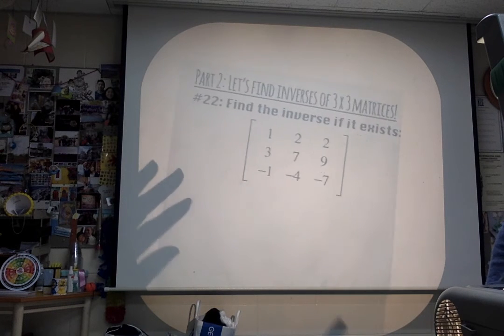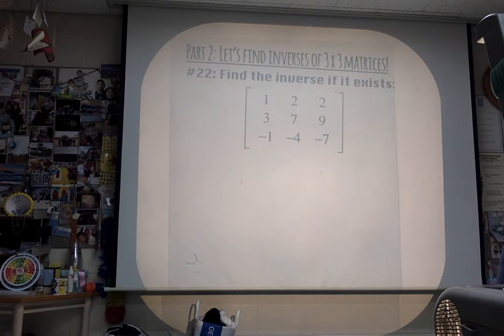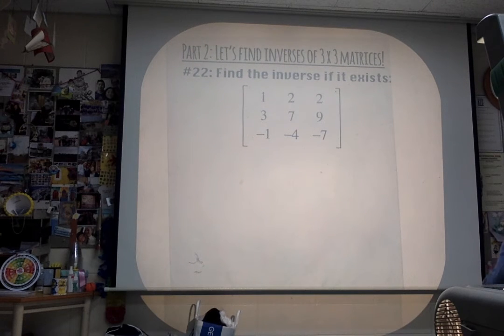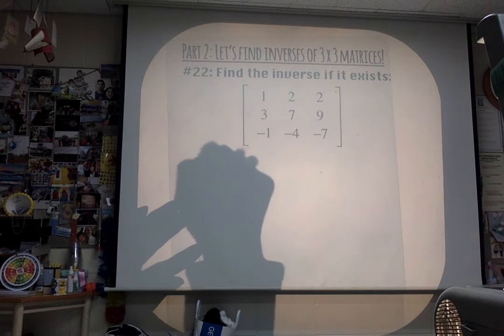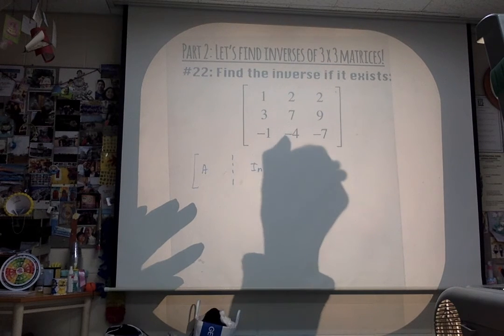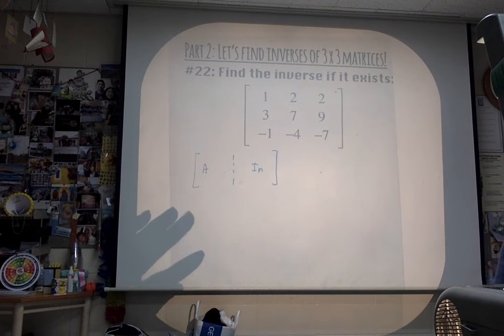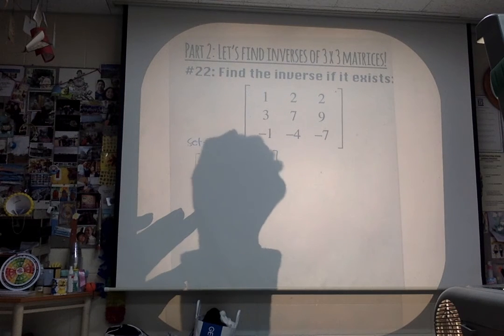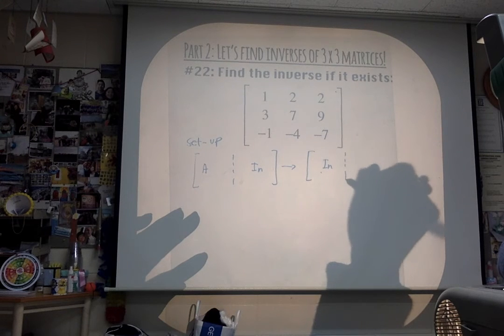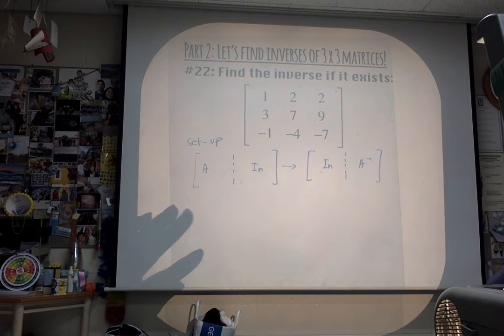Now, for a 3 by 3, there's only one method, and the method is exactly what you've been doing. Okay, so part 2, let's find the inverse of a 3 by 3 matrix. There's no cool determinant method, there's only one method, which goes like this. You start with your original matrix, you start like this. This is your setup, okay? And you're going to swap it, and you get something like this. You get I sub n here, and you get your A inverse on the side.